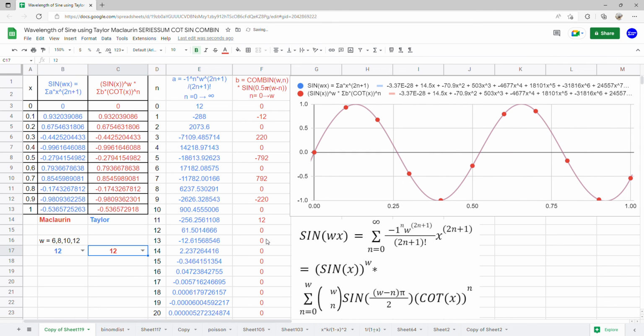So this completes the comparison of Taylor series and Maclaurin series using the varying wavelengths of the sine function and the functions COMBIN, sine, cotangent, array formula, data validation.